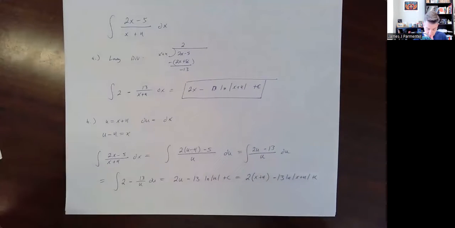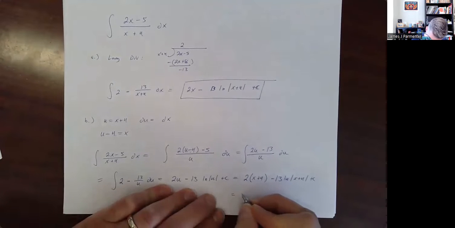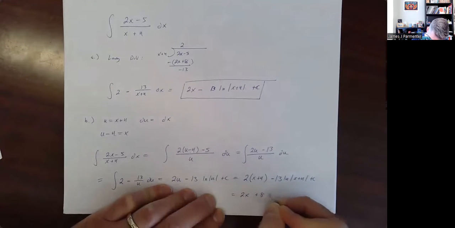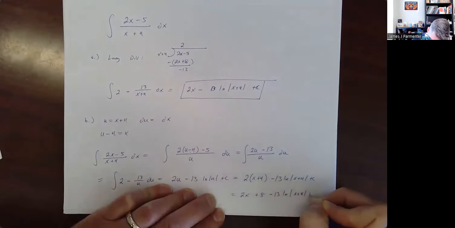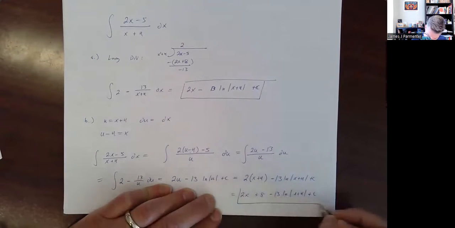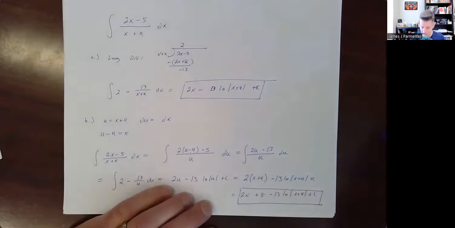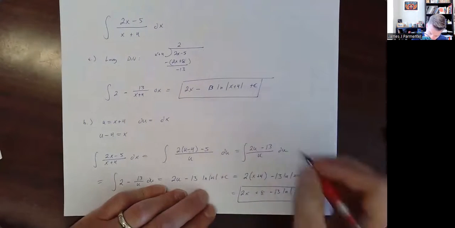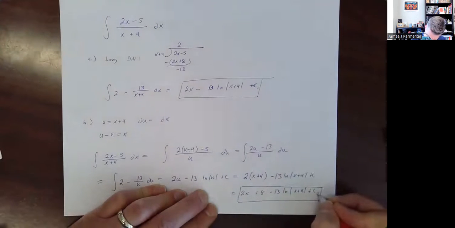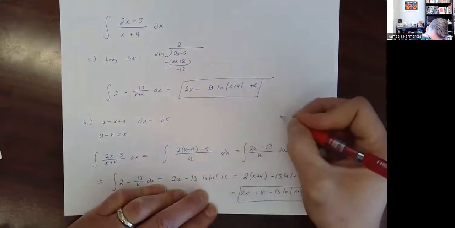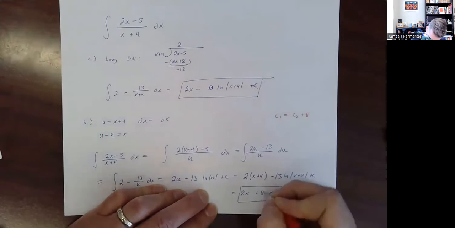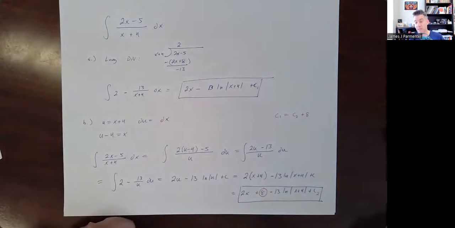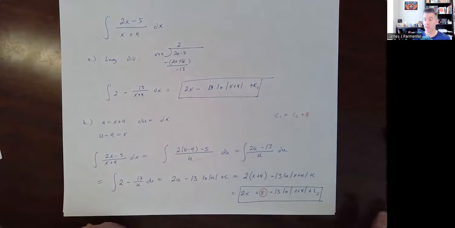Let's see. I'm going to multiply this out just to show a slight difference. This is equal to 2x plus 8 minus 13 natural log of the absolute value of x plus 4. And yet my answers do differ. They actually don't really differ. It's just that this constant here is C1 and this constant here is C2, and C1 is equal to C2 plus 8. So these do look like they differ by a constant. Sometimes when you use a different method of integration, your answers are going to look like they differ by a constant. Happens sometimes.